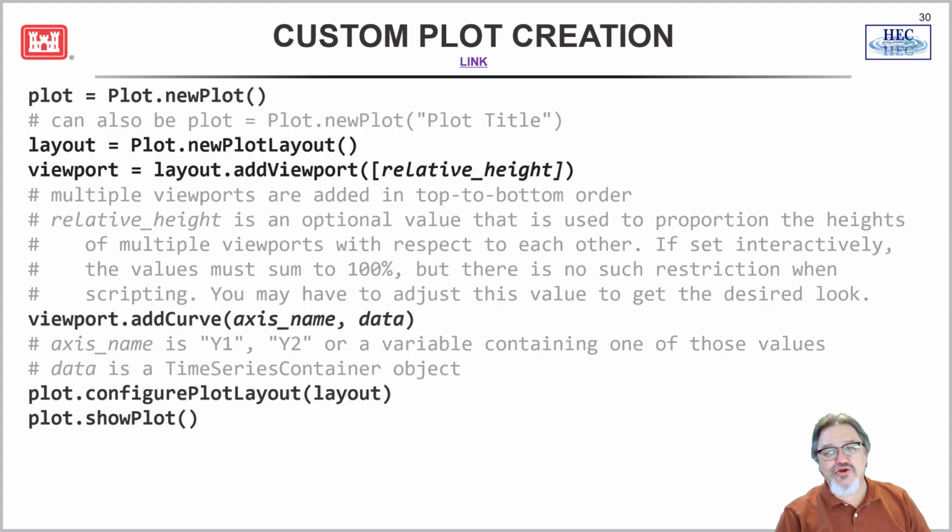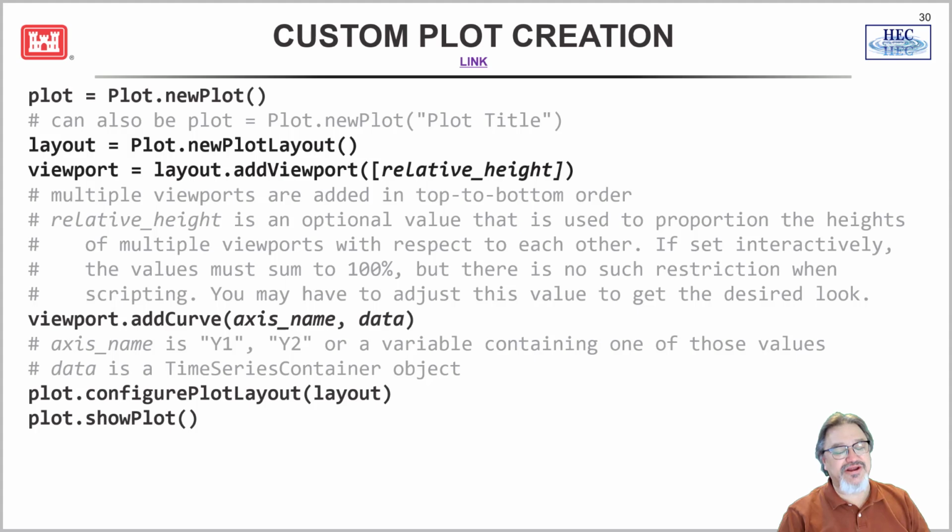And so you can do this. You can do this not by creating them by an existing plot. You can configure it interactively, and when you do that, the relative heights have to add up to 100%. There's no such restriction here when you're scripting it. If you're adding two viewports, you can set the relative height of 1 to 3 and the relative height of the next one to 5, and it'll just proportion them.